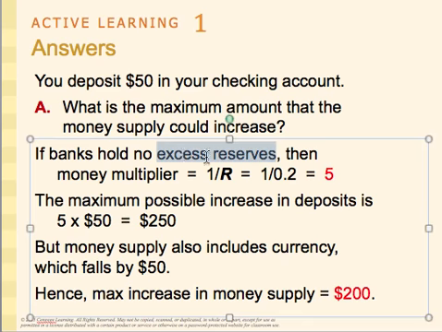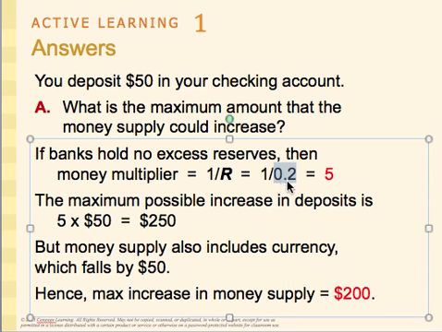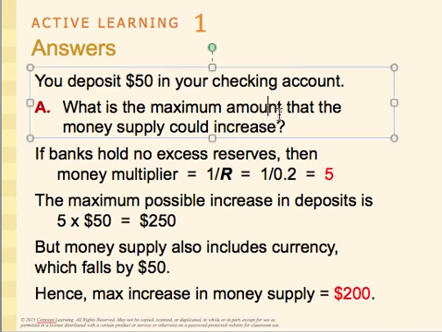The bank says, hey, Fed says we only have to hold 20%. We're only going to hold 20%. Remember, it's 20%, so 0.20, okay? Don't divide 1 by 20. You'll be confused. 1 divided by 0.2 equals 5. So the maximum possible increase in deposits is 5 times the original 50. Money multiplier is 250. But the money supply also includes currency, which falls by 50. Hence, the maximum increase in money supply is 200.